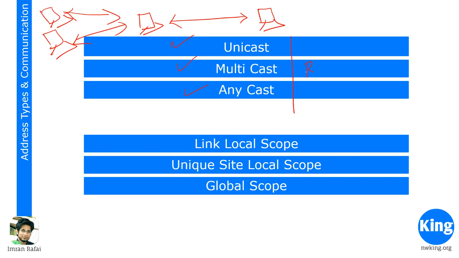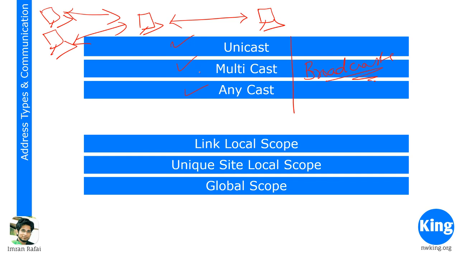There's one thing that's missing: broadcast, right? IP version 4 broadcast has been misused. So IPv6 said broadcast is not required, and they've taken broadcast away. It doesn't mean that broadcast has gone, so there's no broadcast.